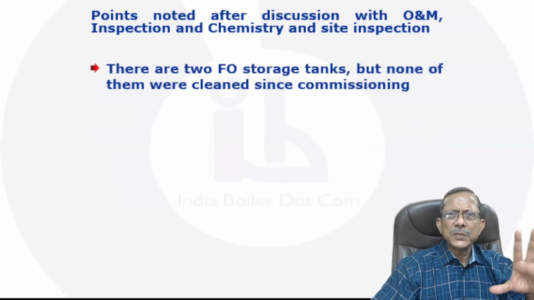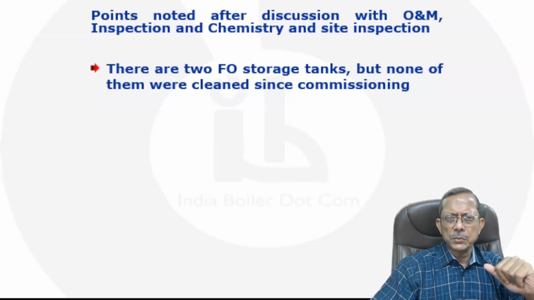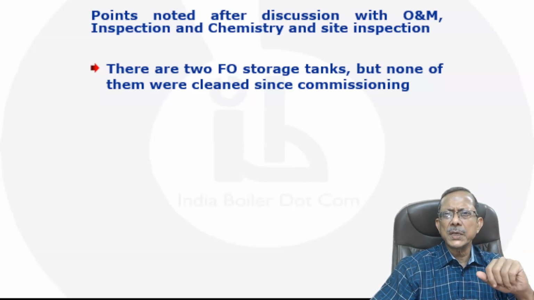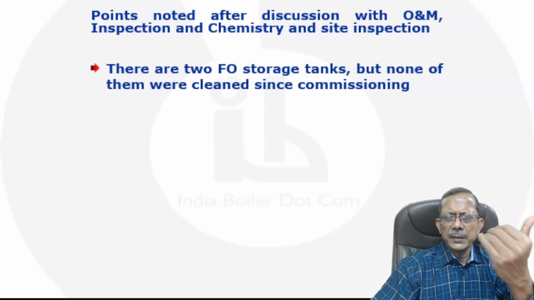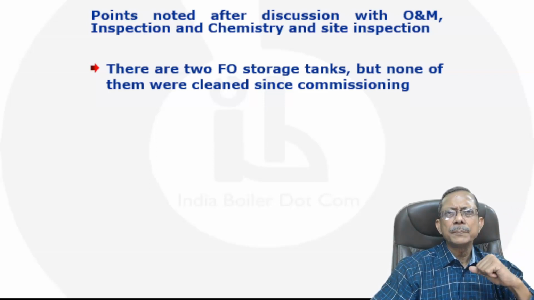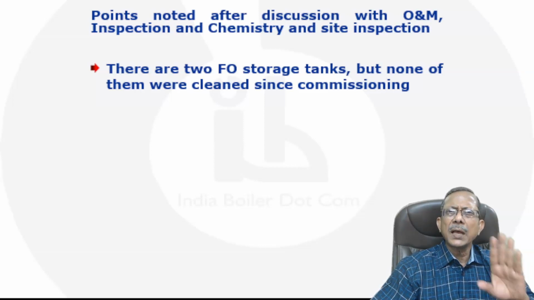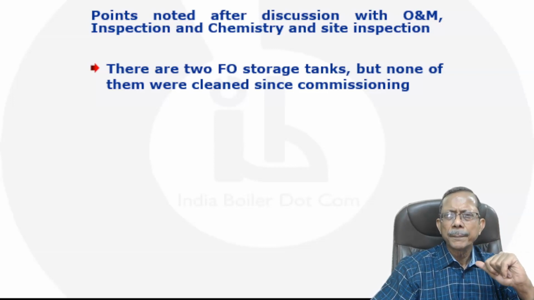So I checked their storage tank first of all. Right from the boiler, I went to their storage tank and checked it. They have two storage tanks, where they get the FO directly from the refinery, and these two storage tanks were last cleaned at the time of commissioning. That means there was no cleaning done after that, right?